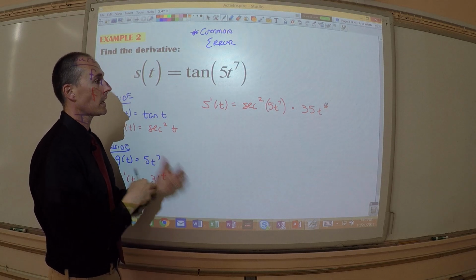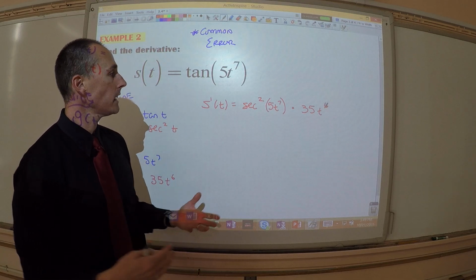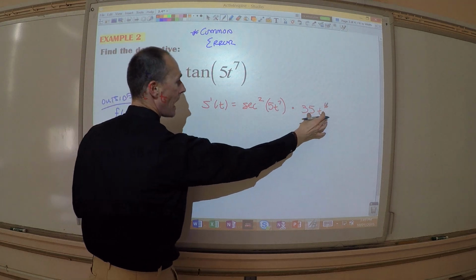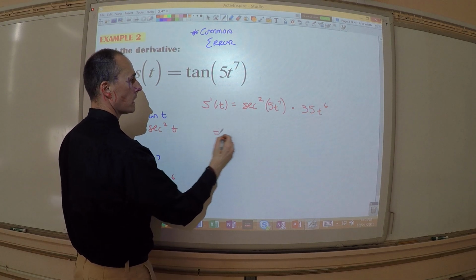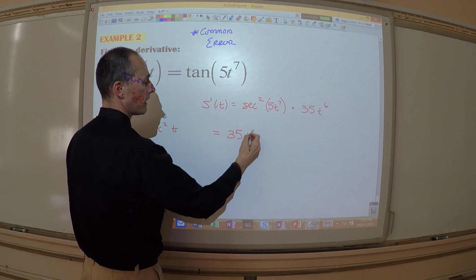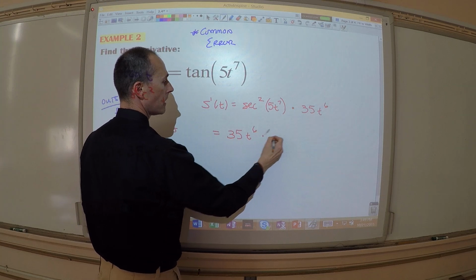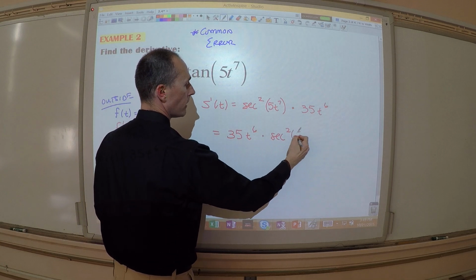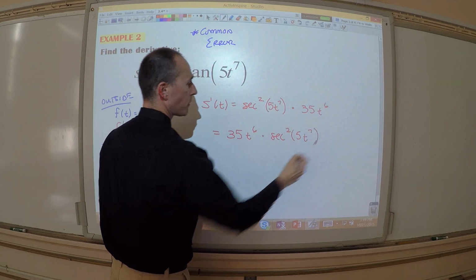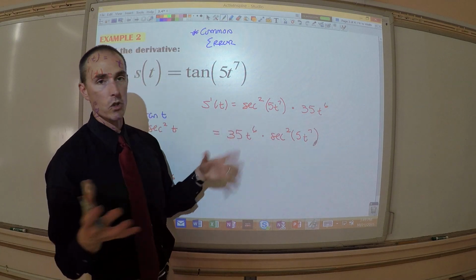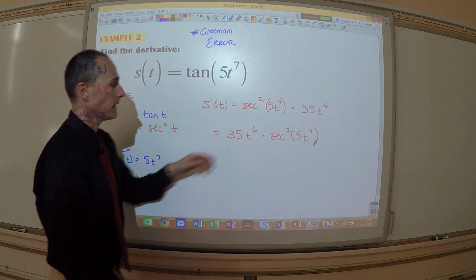Now, may you see it like that? Maybe, but if you're looking at the answers in the back of a book or online, you probably would actually see that expression first, so it wouldn't be uncommon for us to say 35t to the 6th times secant squared 5t to the 7th. I don't think you would see anything different. I don't think you would see this over cosine squared, even though that would be okay. I think that's probably good enough.